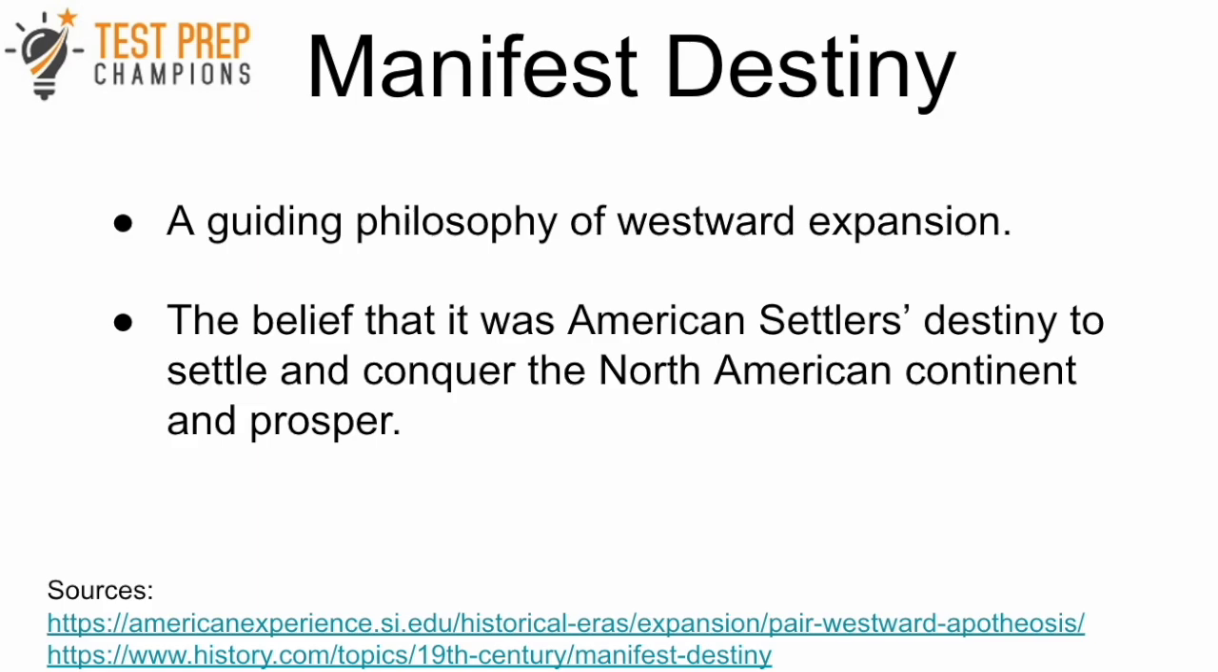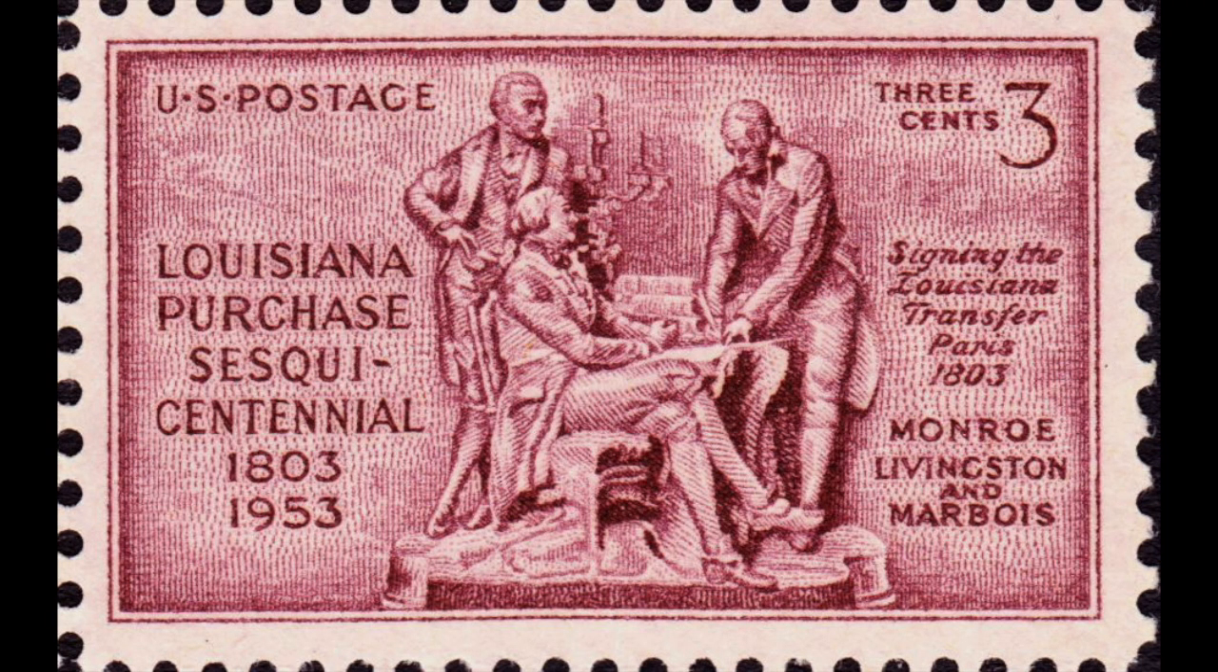Manifest destiny was a guiding philosophy of westward expansion. Manifest destiny was basically the belief that it was American settlers' destiny to settle and conquer the North American continent and prosper. So let's start off by talking about the Louisiana Purchase.